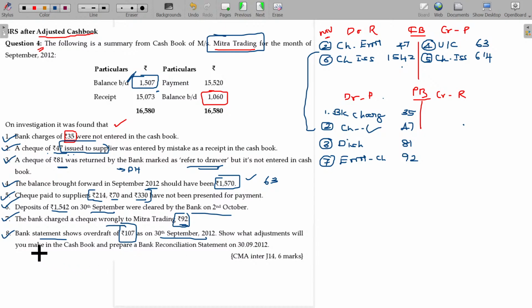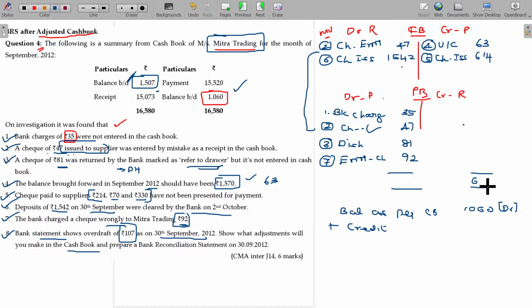8th, bank statement shows overdraft 107 as on 30th September 2012. Show what adjustments will you make in the cash book and prepare the bank reconciliation statement. Very simple. So balance as per cash book. How much is the balance? 1060. That too in the debit side, right? Debit balance. You have to add what? Credit balances. Okay. Come on, get me the total of credit balances. 677. So 677 should be added. 1737.